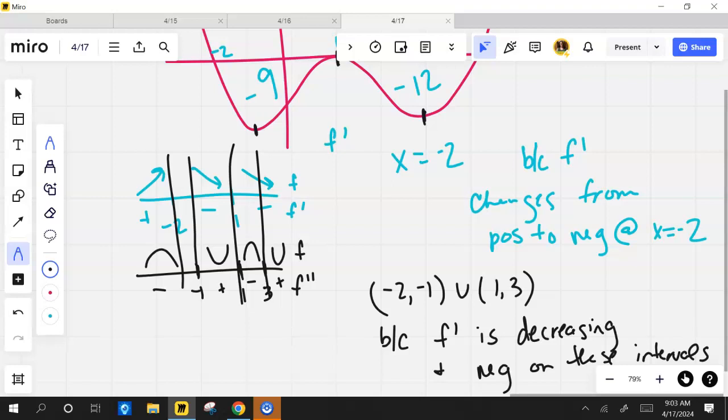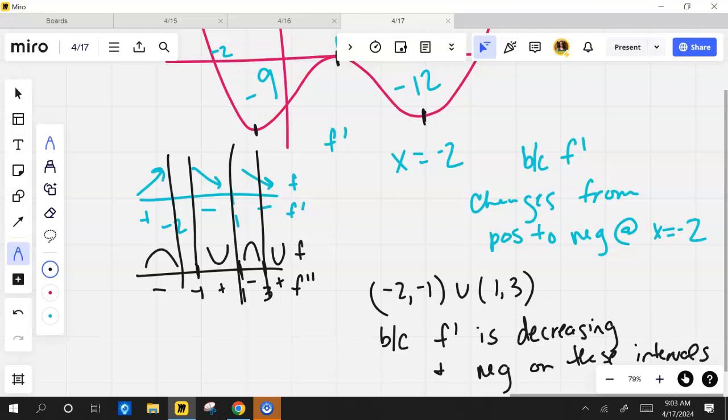Did you say the second derivative was negative? I think you would probably get 1 out of the 2 for the reasoning being correct, but missing 1 of the intervals. Yeah. Other questions about that?